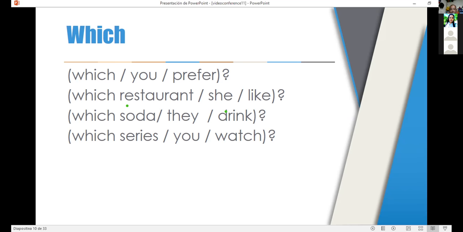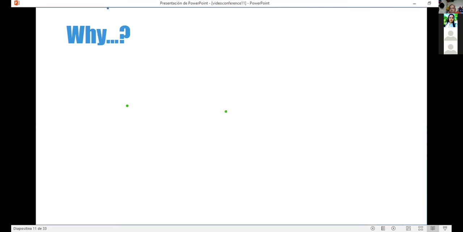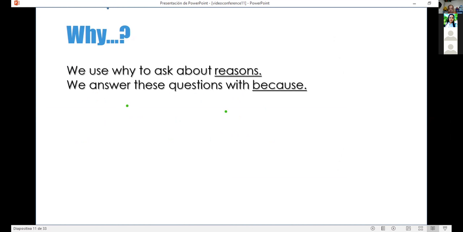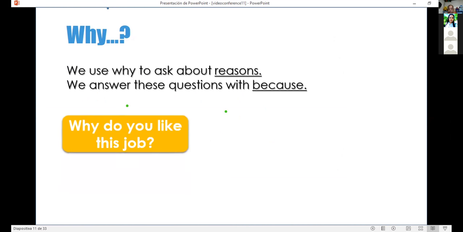Okay, acuérdense que tienen que escribir las preguntas porque después van a irse las a hacer a sus compañeros. Very good. So now we have why. Why da una razón, okay? Da una razón siempre. Generalmente van a comenzar las preguntas cuando le hagan con why. Because, okay? We use it to ask about reasons. Para dar razones. We answer the question with because, okay?